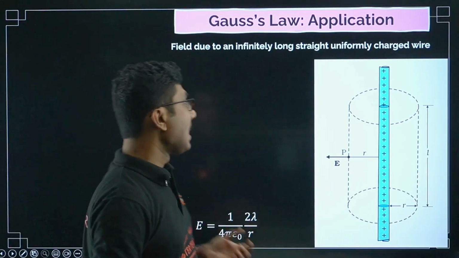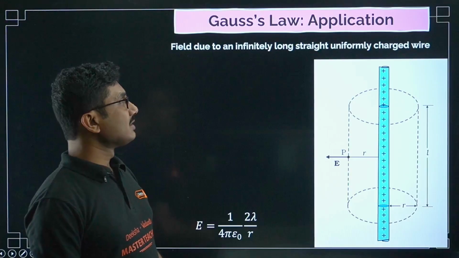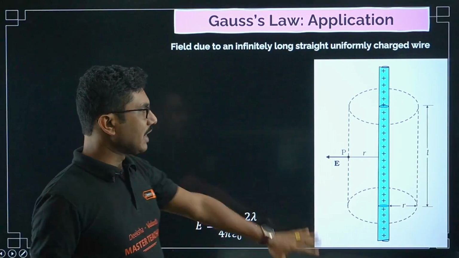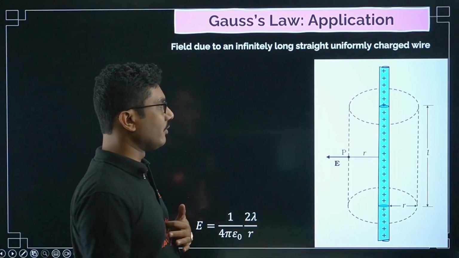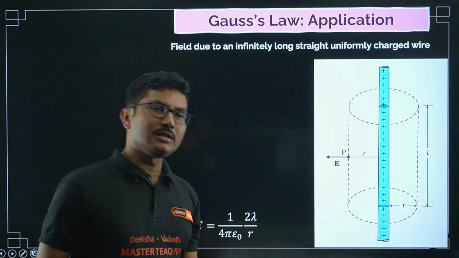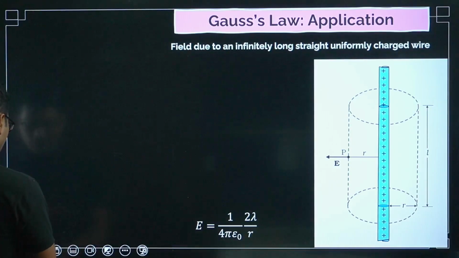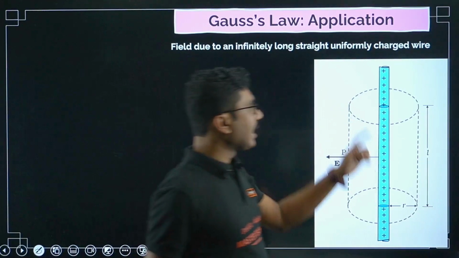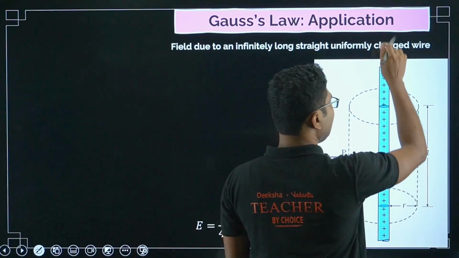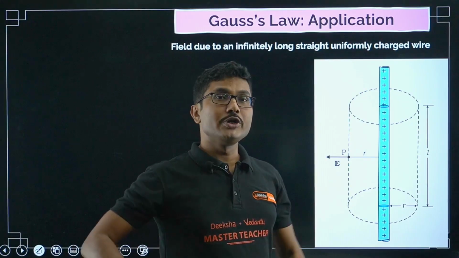Now, the field due to an infinitely long straight uniform charged wire. So this is the formula. We will come to see how we can do that in a while. So here we have a line charge, an infinitely long line charge. Let us understand the meaning of that. Okay, so here we have a very thin rod, having charge distributed along its length uniformly.